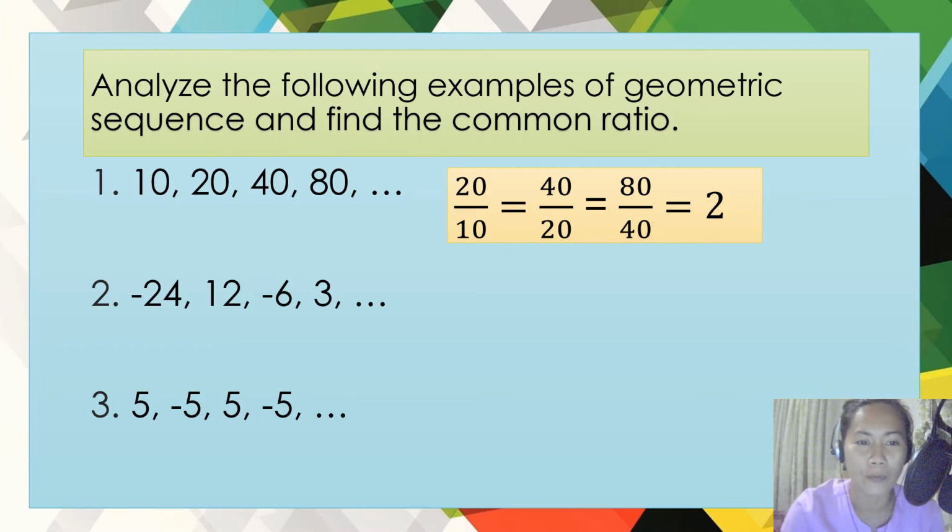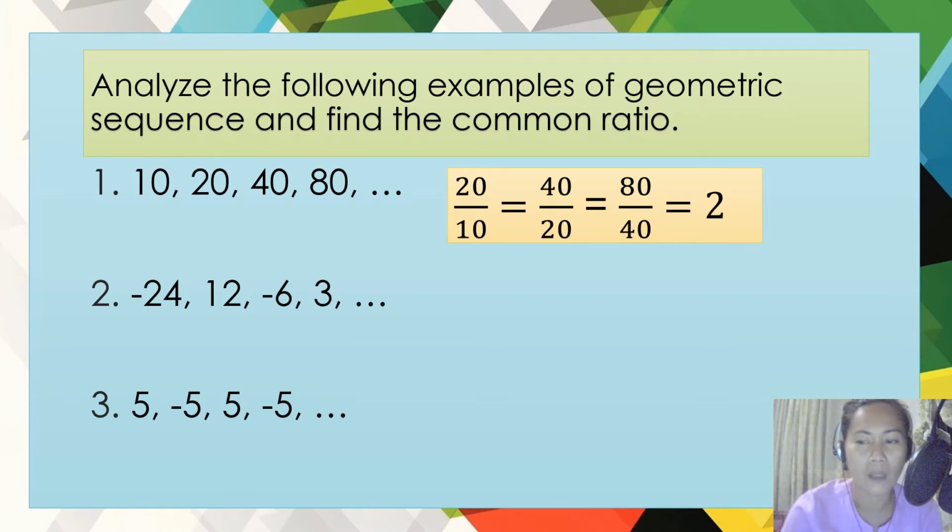So for number 1, if we divide 20 by 10, we'll get 2. It is the same if we divide 40 by 20, we'll get 2. And then if we divide 80 by 40, we'll get 2. So the common ratio is 2.